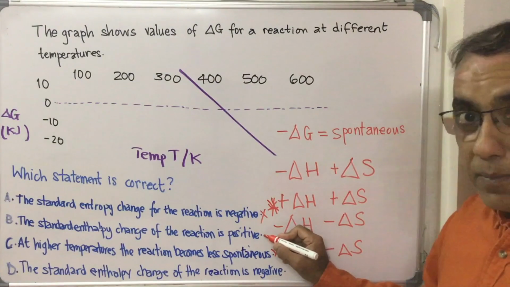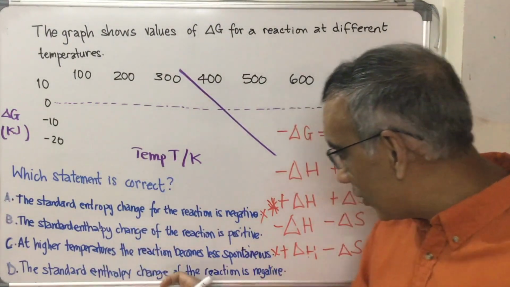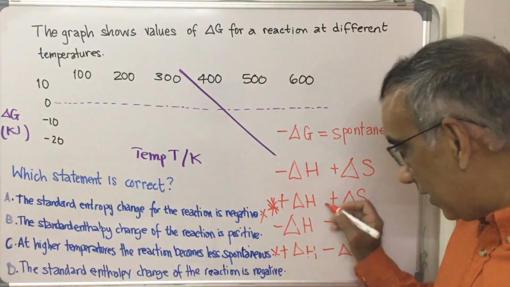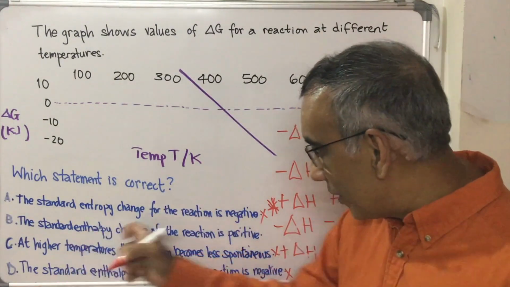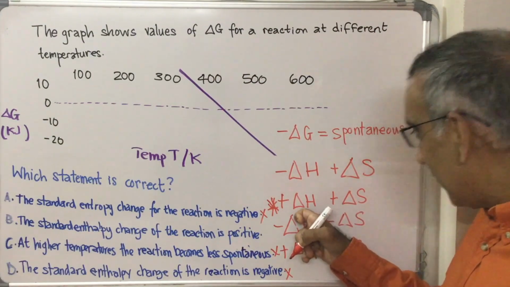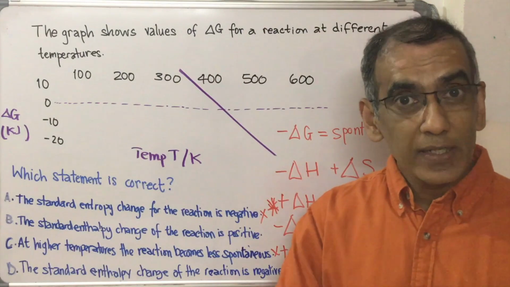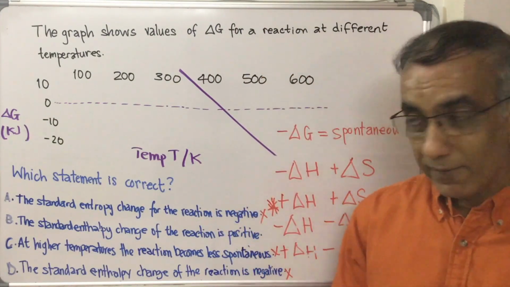So then we're left between B and D. And D says the standard enthalpy change of the reaction is negative. And we've established here that it's positive. And then that leaves us with B. The standard enthalpy change of the reaction is positive. Positive delta H, positive delta S. And if you need to review this entire topic, you can click on the card above. But the answer to this question is B.